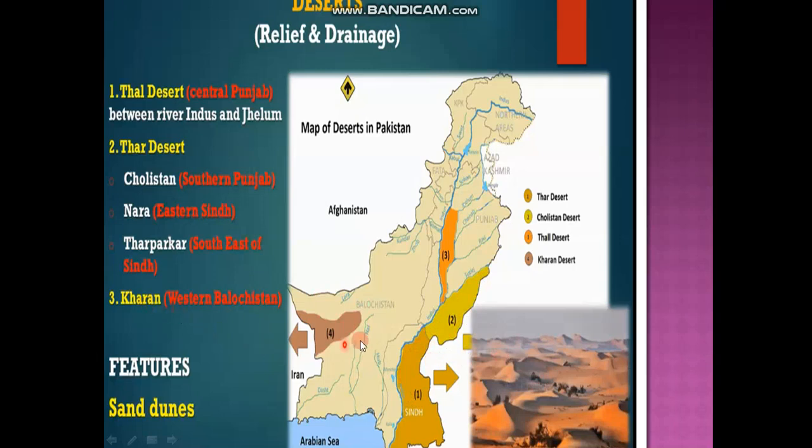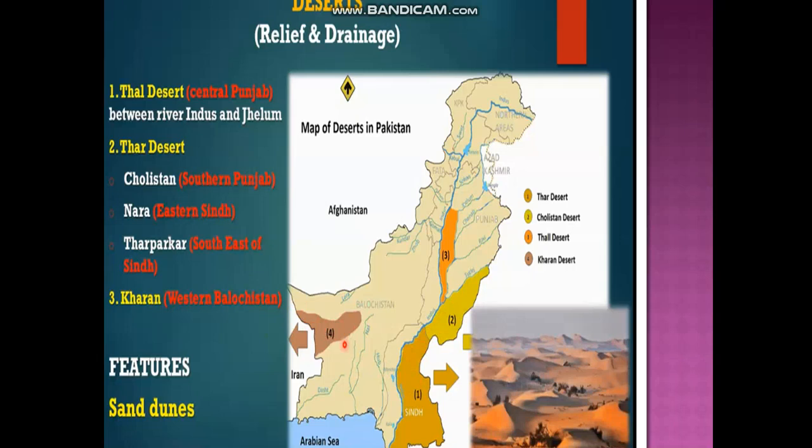And we have another desert in Balochistan, which is the Kharan desert. So these are the 4 deserts: the Thal desert, then the Thar, comprised of 3 deserts again, Cholistan, Nara, and Tharparkar, and then we have the Kharan desert. So this is the exact location of these deserts in Pakistan.